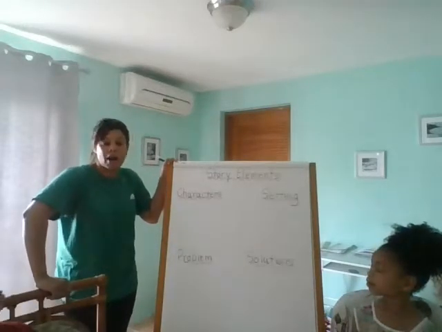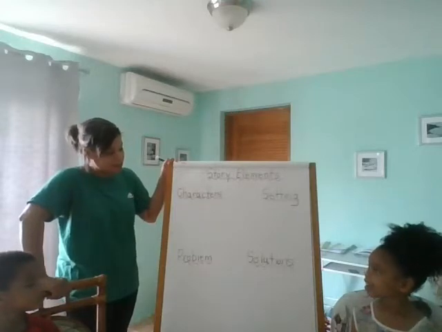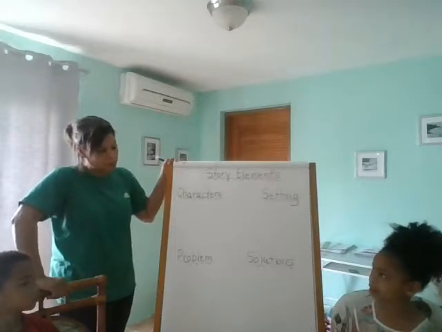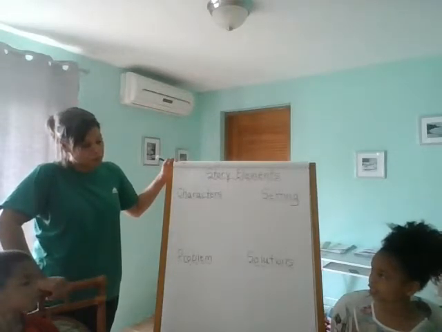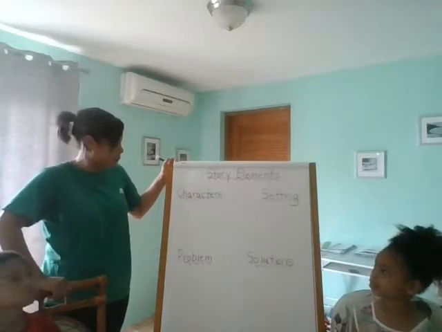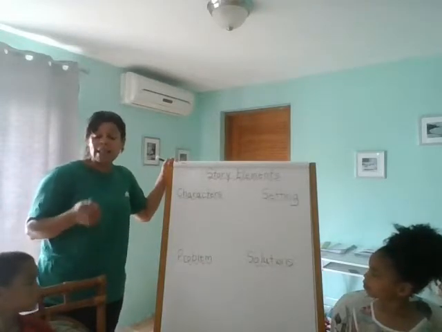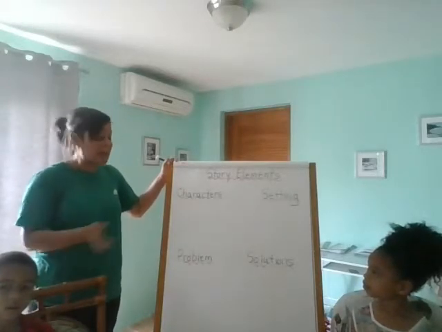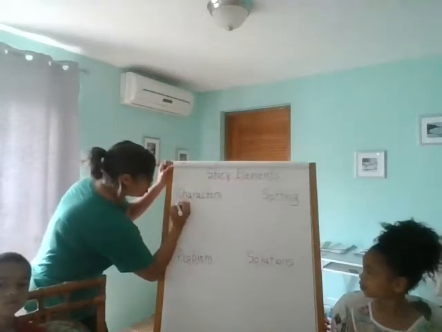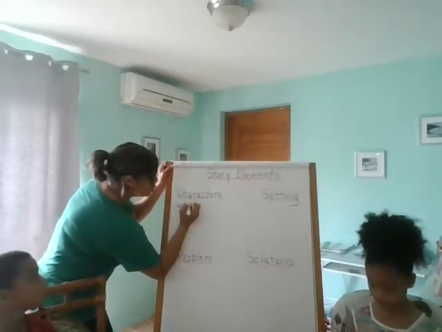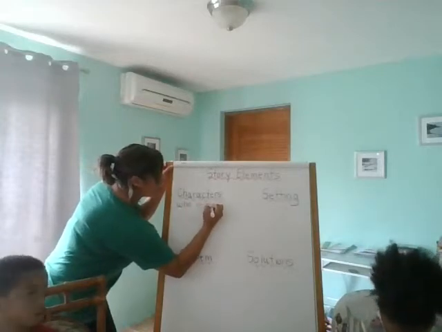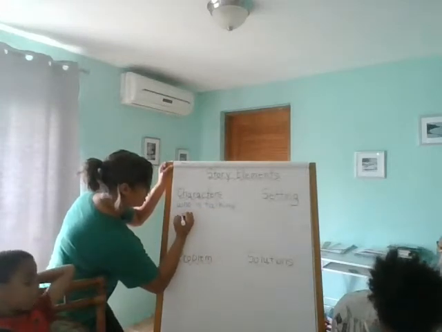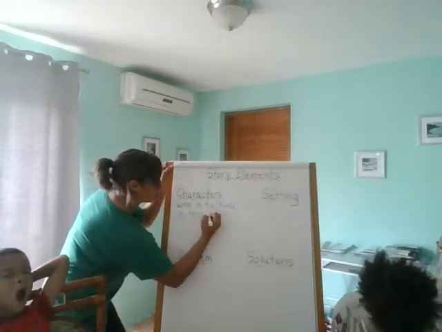All right, so the characters. Do you know what characters are in a story? Olivia, what are characters? Characters can be people, plants, animals, whoever has a part in the story, and if it talks, it's a character. So dialogue is the important thing to remember. In a story, any person, animal, plant, the wind, the cloud, if it's talking, if it has a role to play, it is a character. So the characters are who is talking in the story.